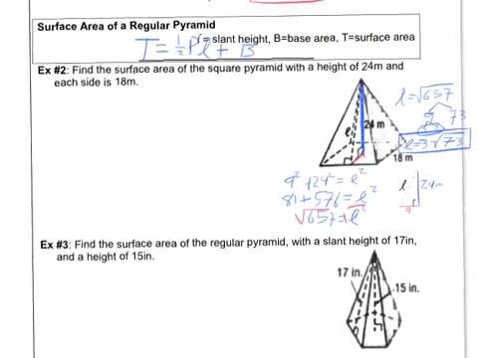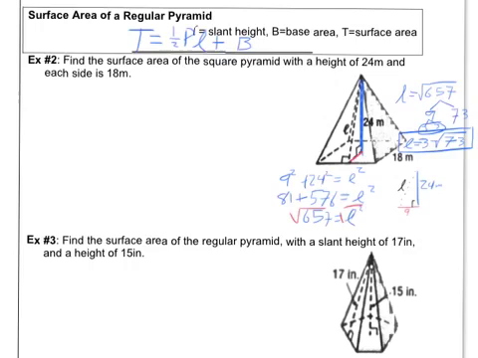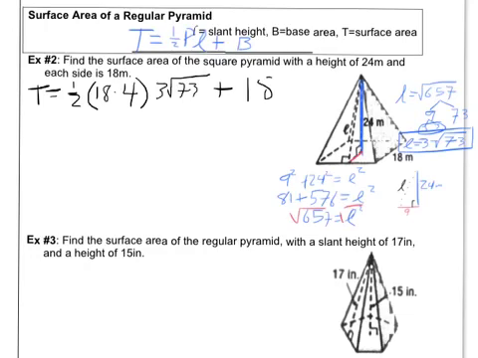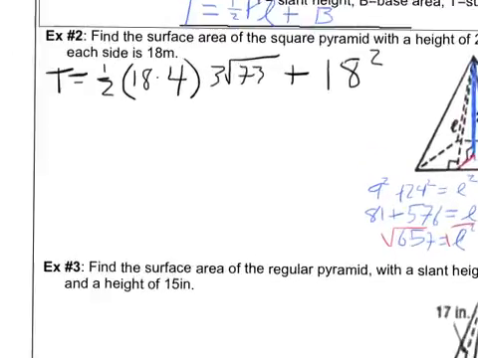Okay. Now I have my slant height. I should be able to figure out my perimeter because I have one side. I'm just going to multiply that by 4. My base area is just going to be 18 times 18. So yeah, I'm ready to go. Let's plug all these things in. 1/2 perimeter is 18 times 4. Slant height we said is 3 rad 73 plus the base area is just going to be 18 squared. Okay. Let's do this.